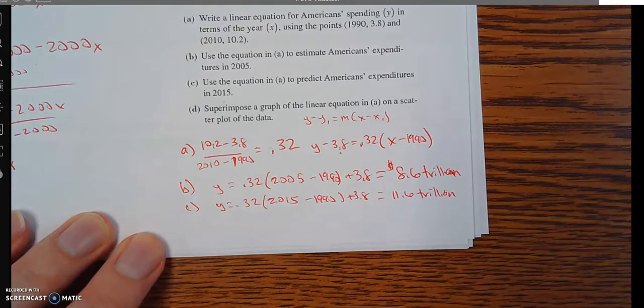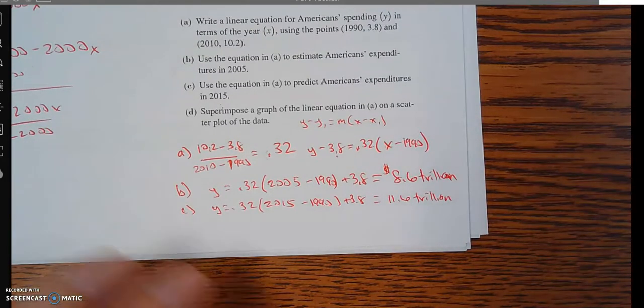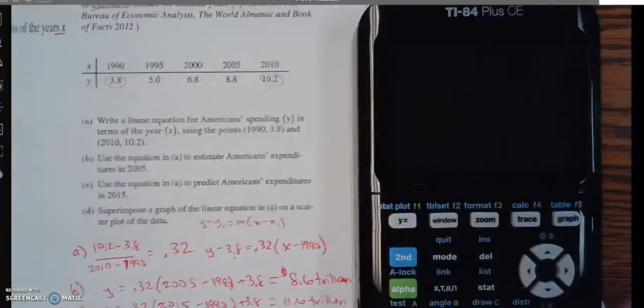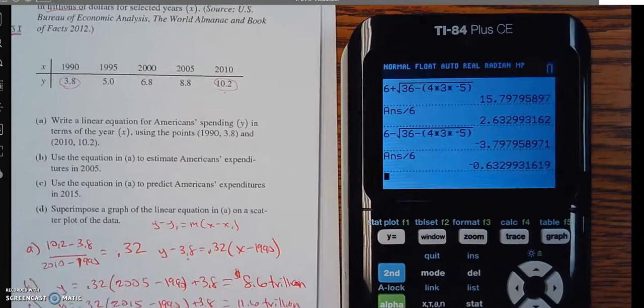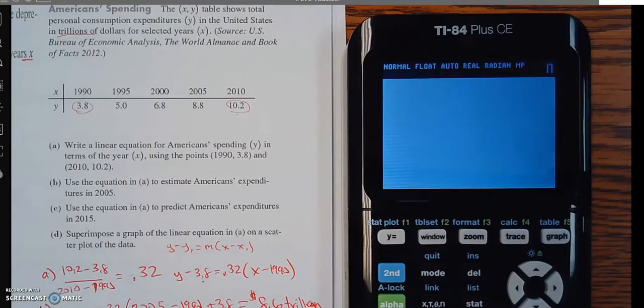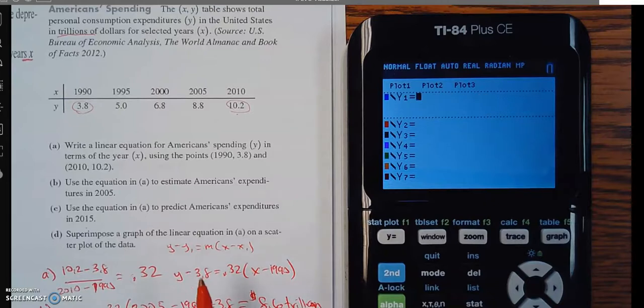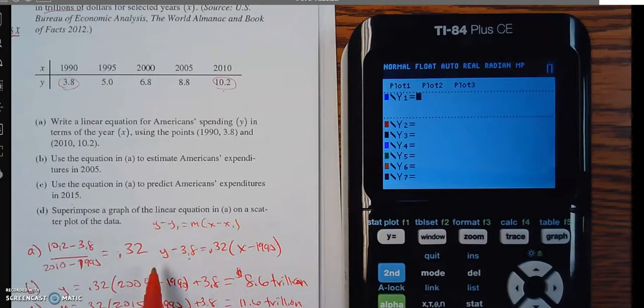Now, superimpose a graph of the linear equation on the scatter plot. Okay, so how are we going to do that? We're going to do that on the calculator. A few things we got to do here, so I'll try to put these side by side. Hopefully you remember some of this from Algebra 2 with making some lists and that kind of stuff. So we want to make a scatter plot of the data along with the equation. So first off, I'm going to put the equation in. So I'm going to copy the equation, but I'm going to put the plus 3.8 on the end.